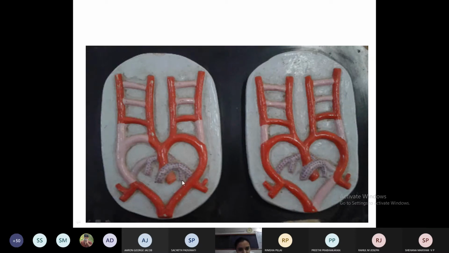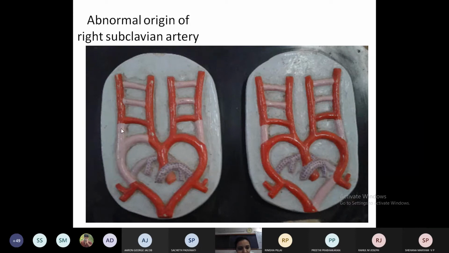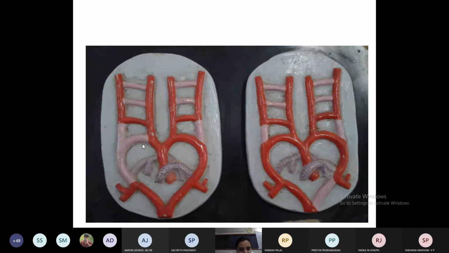This one is something to do with the subclavian artery. Can you tell what that is? This part has disintegrated. The red one is the one which persists. Pink is the one which disappears.